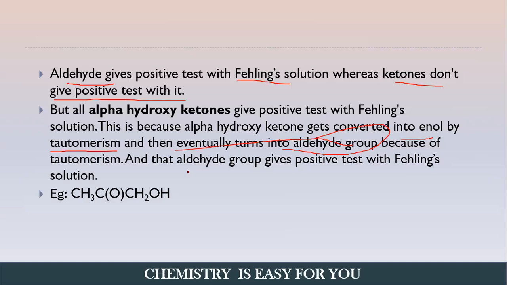All the ketones cannot give, only alpha hydroxy ketones can give, and this happens because of tautomerism. The alpha hydroxy ketone gets converted into enol by tautomerism, which eventually turns into an aldehyde group. And as we all know, aldehyde definitely gives a positive test with Fehling solution. That's it. Now, this is an example of alpha hydroxy ketone. Let's move on to the next point.